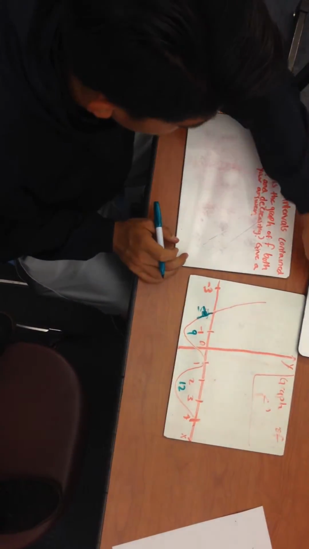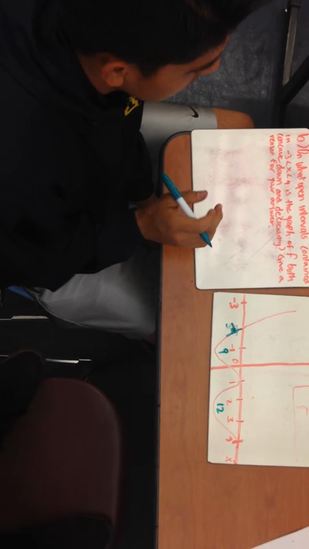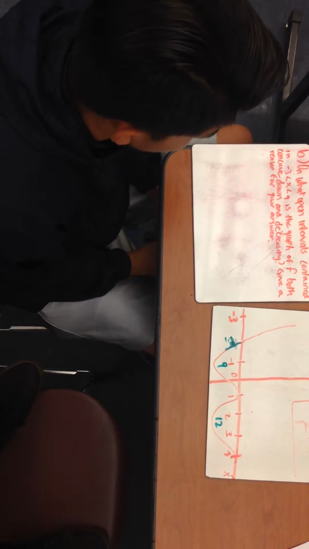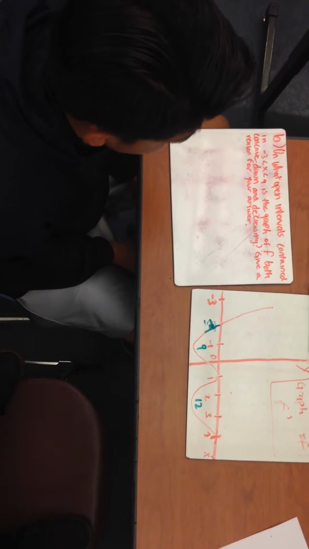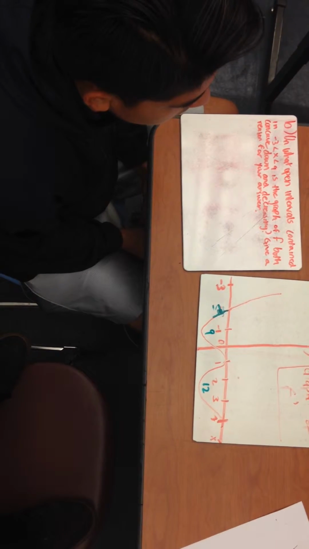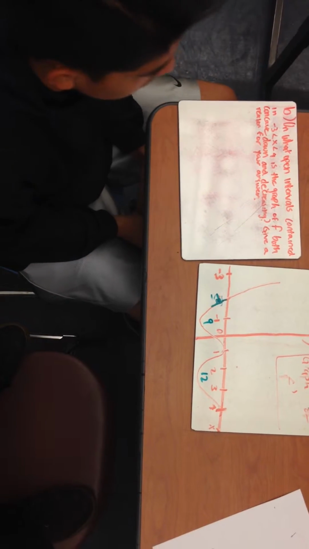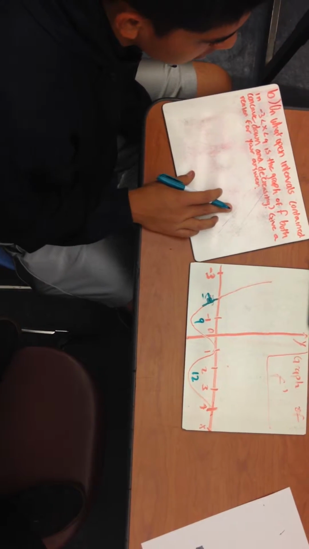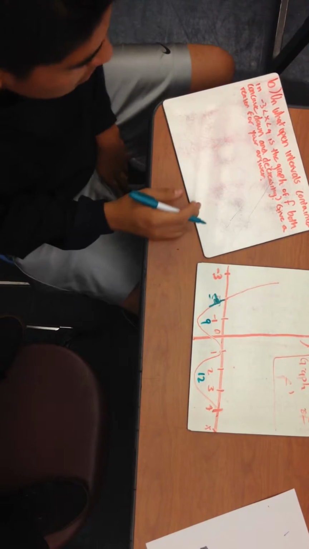Alright, so part B is asking on what intervals contained in -3 to 4 is the graph of f both concave down and decreasing. Give a reason for your answer. So in order to find this, we need f prime to be less than 0 to satisfy the decreasing requirement. We also need f double prime to be less than 0 to satisfy the concave down requirement on the graph of f, and f double prime corresponds to the slope of f prime.